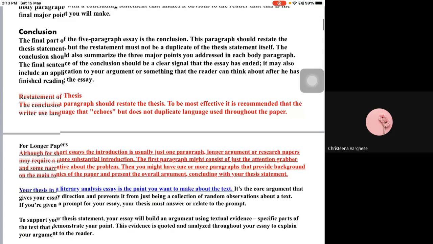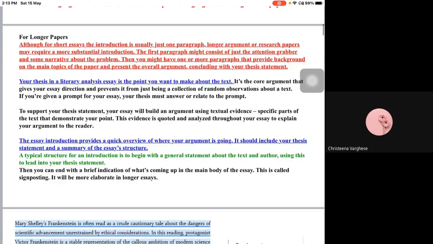Then for longer papers, which is what we're talking about, right? For longer papers, although for shorter essays the introduction is usually just one paragraph, longer argument or research papers may require a more substantial introduction.